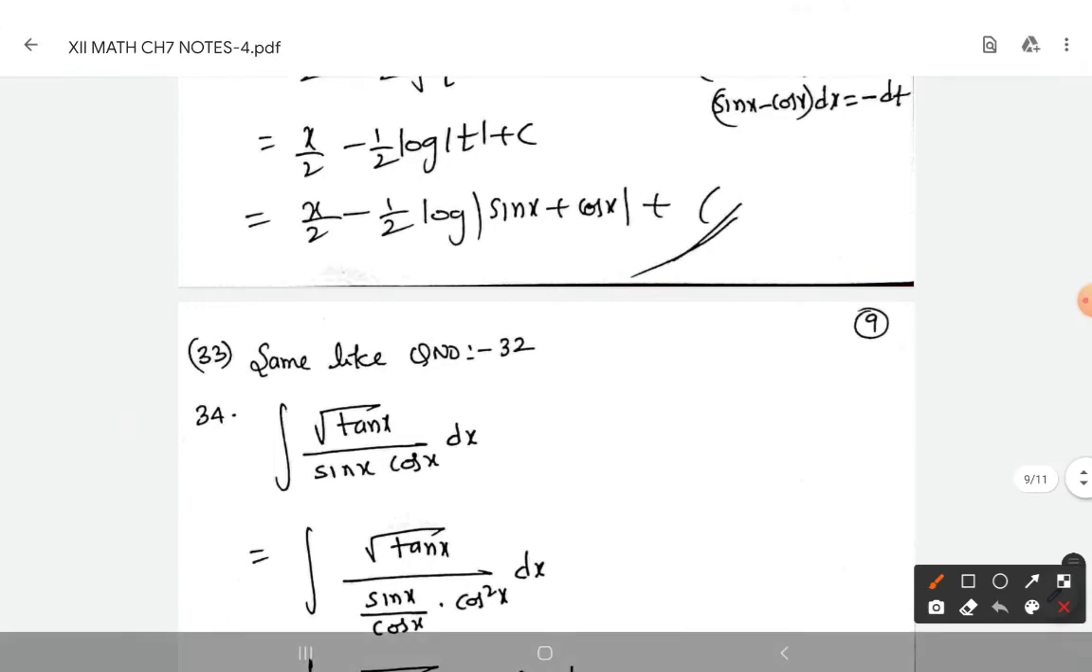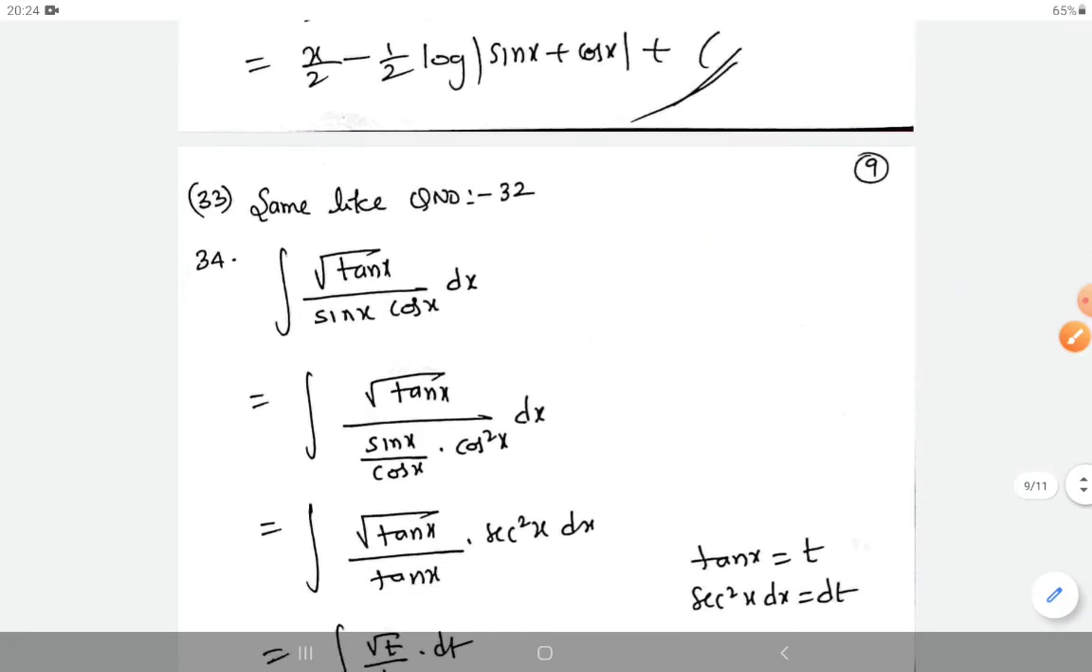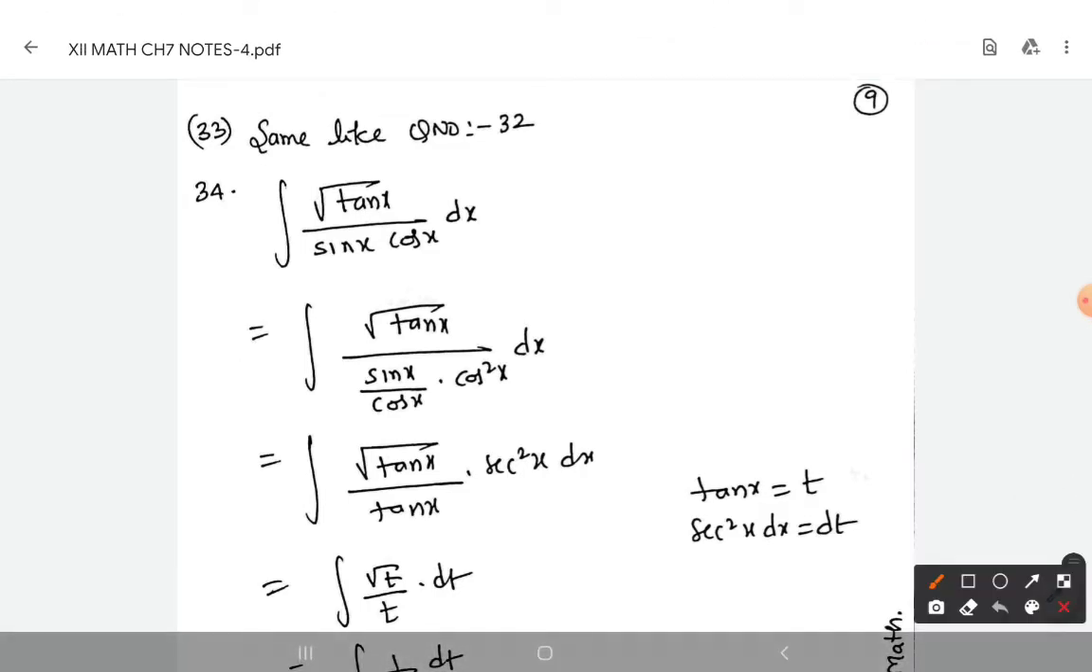33. The question is the integration of 1 by 1 minus tan x. How to do it, you people know very well now. Write tan x as sin x by cos x and simplify, divide by 2 and multiply by 2, then write cos x plus sin x plus cos x minus sin x, then split the fraction, then integrate. That is the process, like the previous question. Right, next, the 34th question.